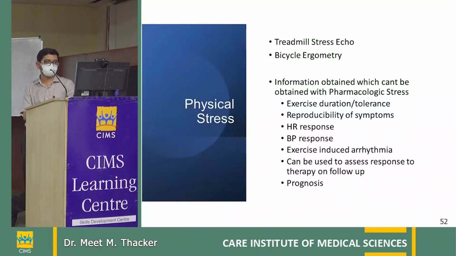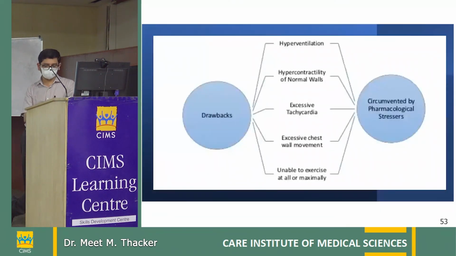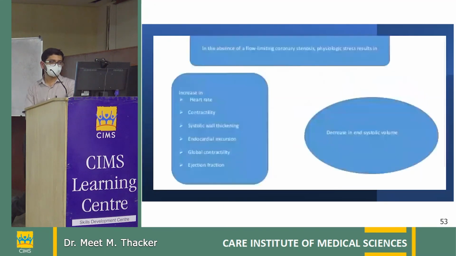Physical stress is by treadmill or bicycle ergometry. Treadmill is again preferred. We can also know the exercise duration and tolerance. We can reproduce the symptoms. We can see the heart rate and BP response to exercise and exercise-induced arrhythmia, which may not be possible with dobutamine. But exercise may have drawbacks, which are circumvented by pharmacological stressors.